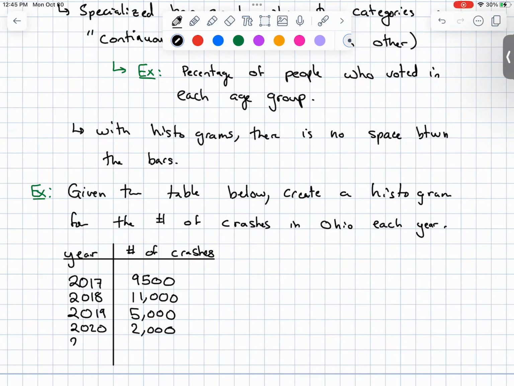And then in 2021, it started to go up because we started to open up stuff again. So then it went back up to pre-COVID numbers.